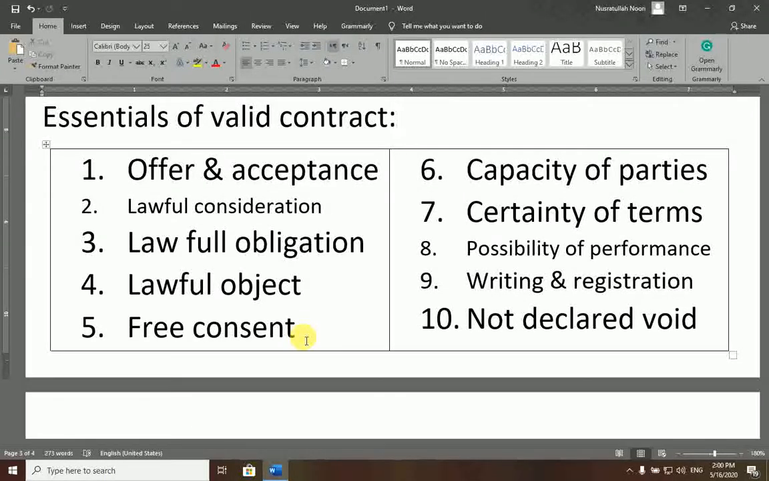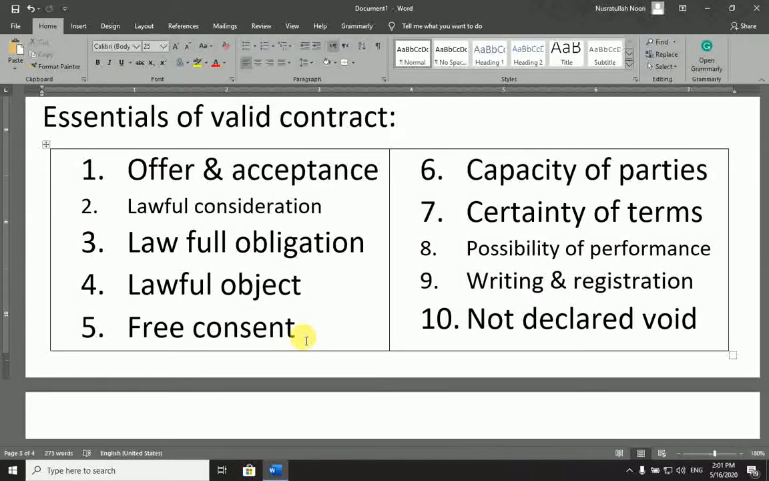Next is possibility of performance. This contract, which has been proposed and accepted, and there is consideration, there is lawful object, there is lawful obligation, there is free consent, the parties are of capacity, and the terms are certain. The performance of this contract should also be logically possible, right? And then when everything is okay, number 9 comes: writing and registration. We should write them and then we should register them in the notary public, qazai dawlat. And number 10, we should not enter into an agreement which is already declared void. Void means illegal. So illegal contracts should not be done.